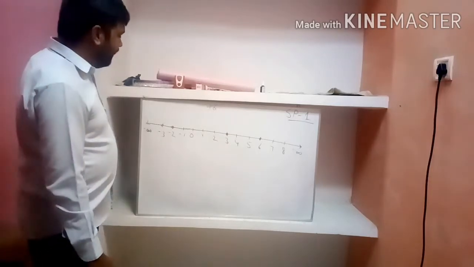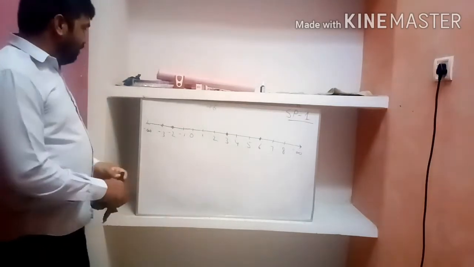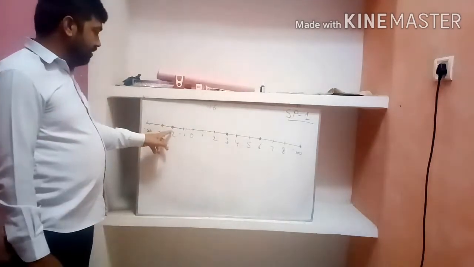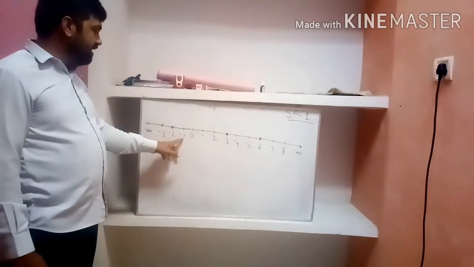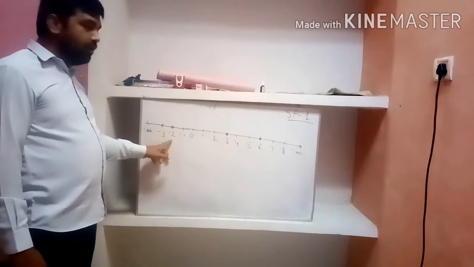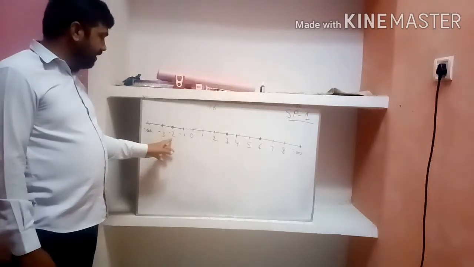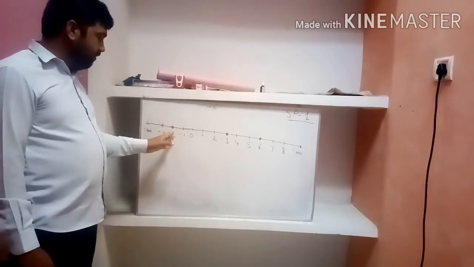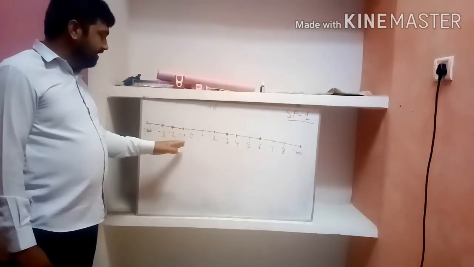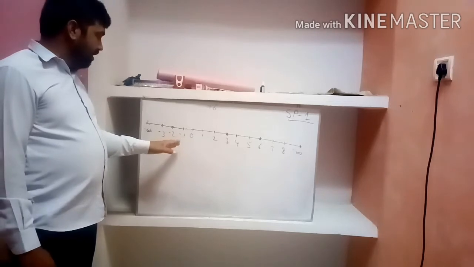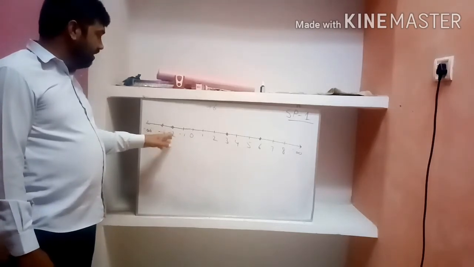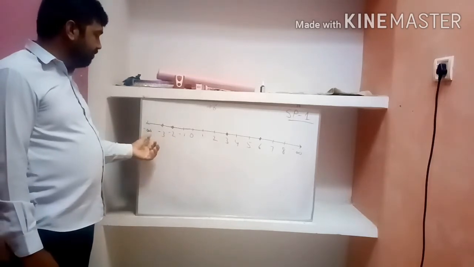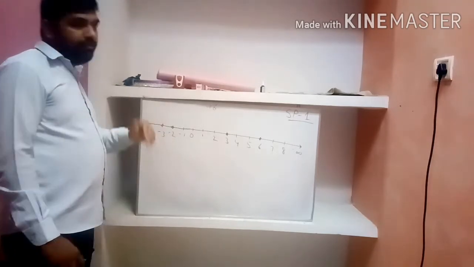Now comparing and ordering the integers. See, whatever integer is lying to the right of the given integer. Right of minus 2 is minus 1. This means minus 1 is greater than minus 2. All the integers which lie to the right of the integer are greater, and all the integers which lie to the left of minus 2, that is minus 3, minus 4, minus 5, are all less than minus 2.